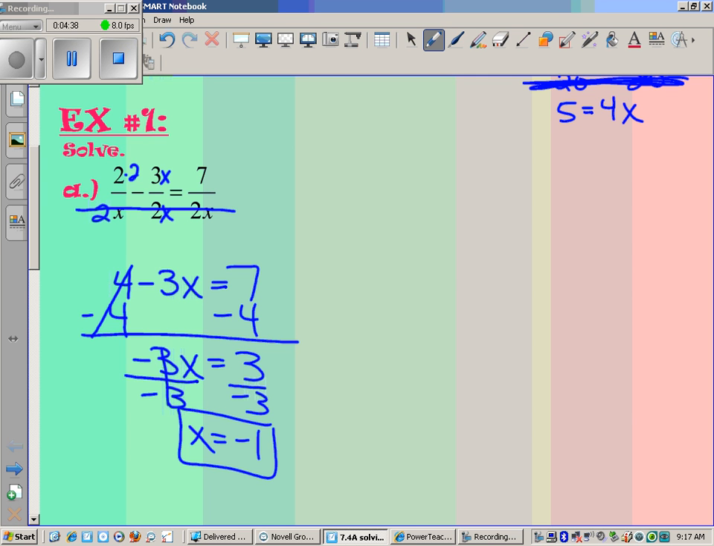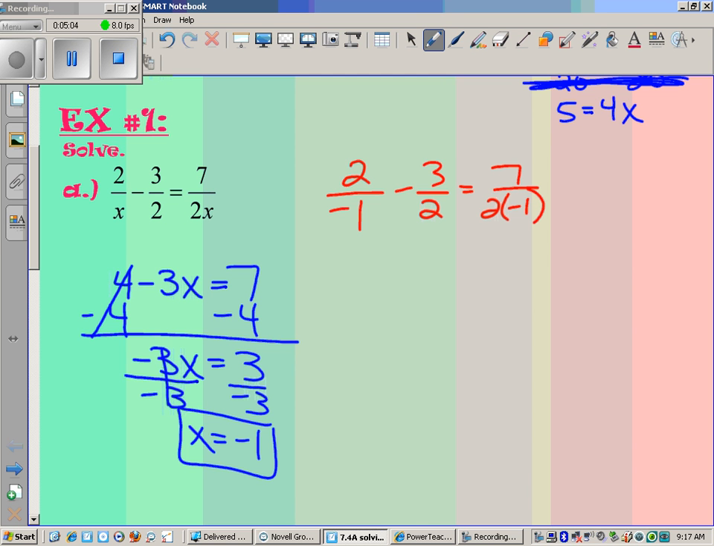I need to always check my answer. 1, it's going to give me 100% on my test in a few days. But 2, I need to make sure that it works and makes sense. Okay? If I go back to my original problem and plug in a negative 1, it should work and make sense. So I would have 2 over negative 1 minus 3 over 2 equals 7 over 2 times negative 1, right? I'm just plugging in a negative 1 wherever I see an x.